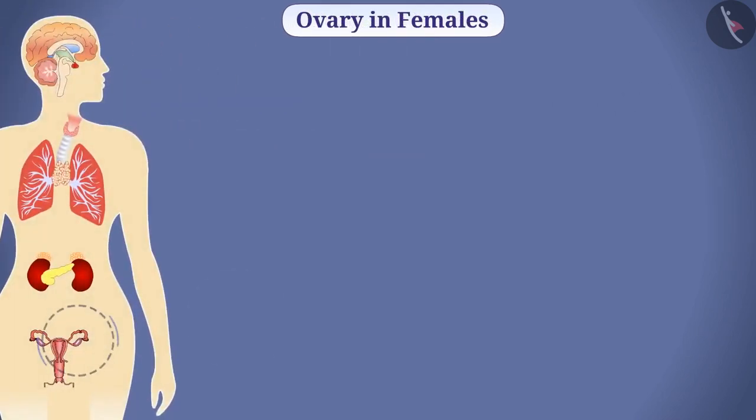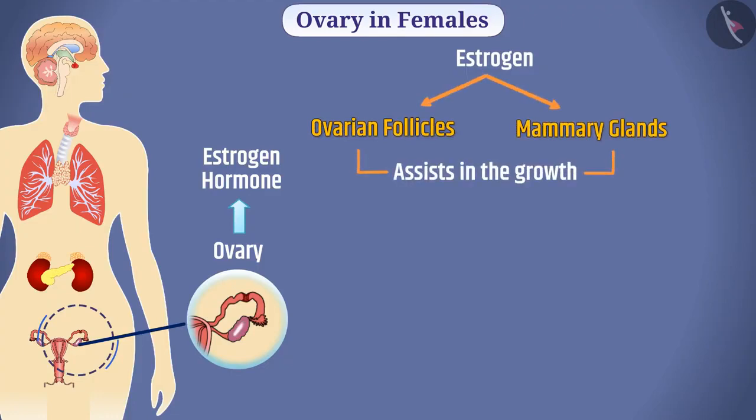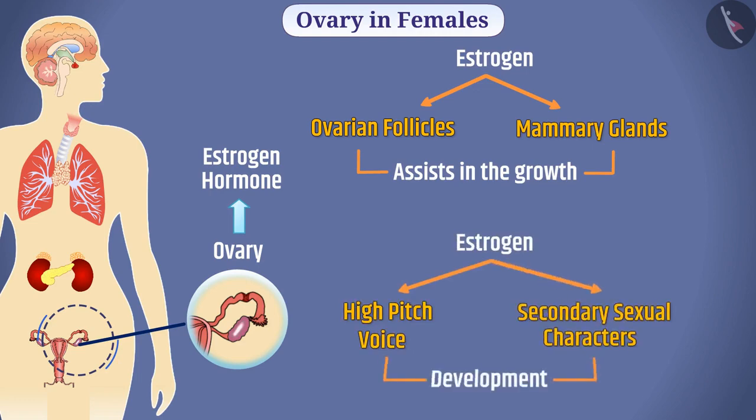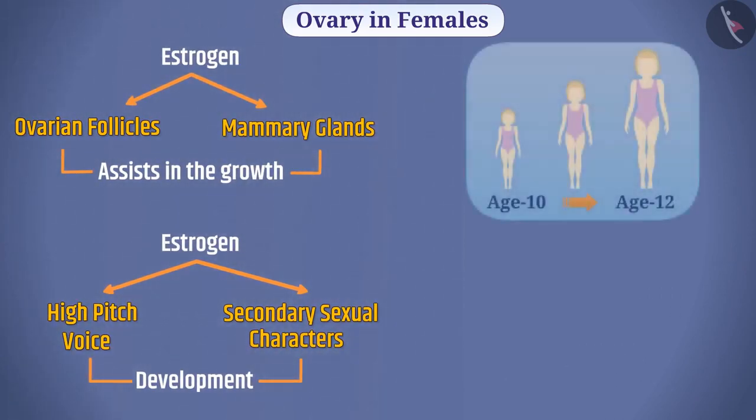A pair of ovaries in the female secrete estrogen hormone. Estrogen assists in the growth of ovarian follicle and mammary glands. It causes development of high-pitch voice and secondary sexual characters in females. All these changes occur at the age of 10 to 12 years and are associated with puberty. In this way, various hormones control the growth, metabolism, and development of the body.